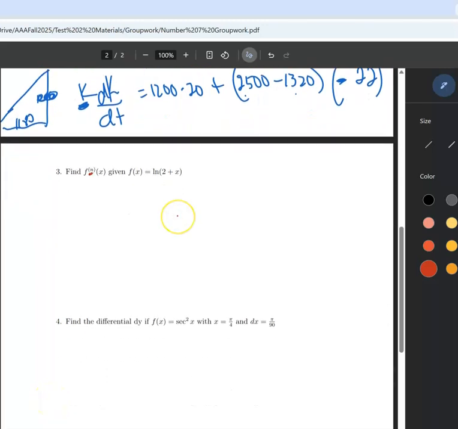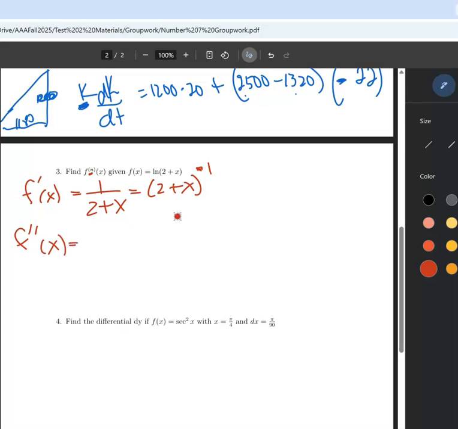Okay, derivatives. Let's start with one derivative. We know that's 1 over 2 plus x. And right away, I'm going to rewrite this as (2 plus x) to the negative 1 power. Now let's take another derivative.